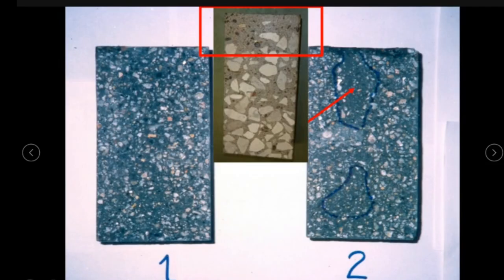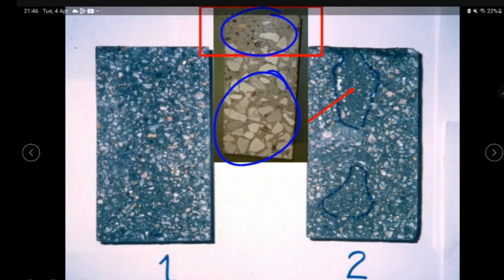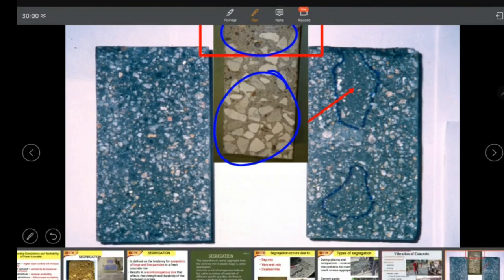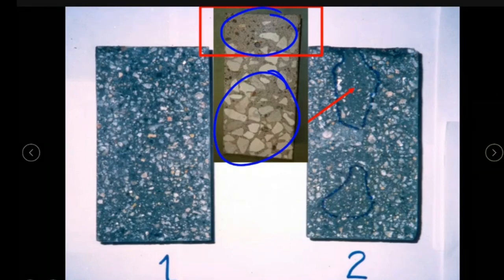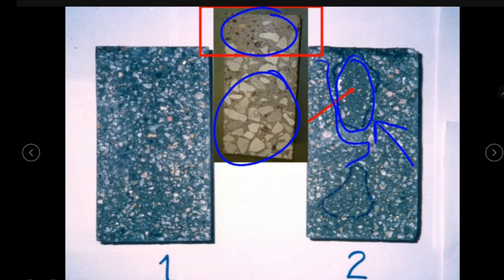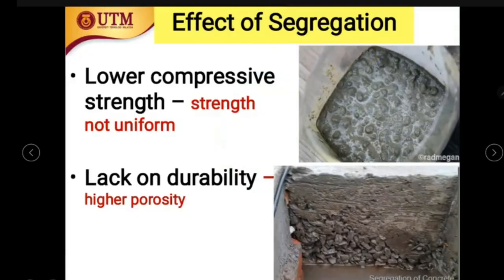Okay, so this is an example of segregation. Segregation is not only limited to this one, as you can see in number two, where you do not have aggregates in the upper part. It can also be referred to like this, in figure two, where you only have aggregates on this part, while at this part there is no aggregate. There is only cement paste and also fine aggregate. So the effect of segregation is that it will result in non-uniform strength.